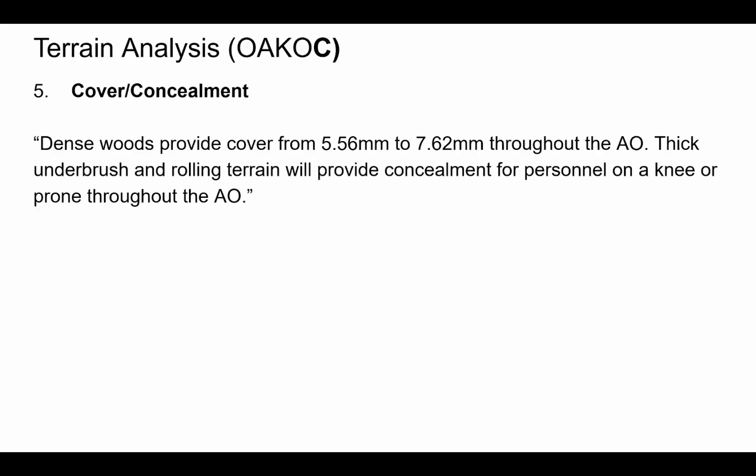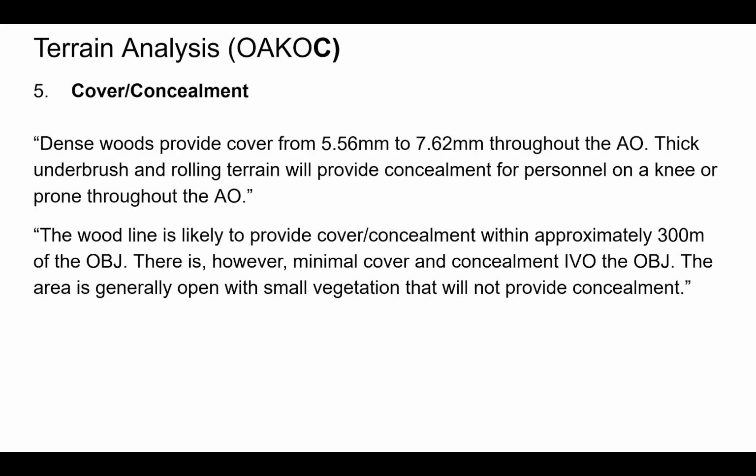You just go through that acronym, you touch on all that's going to be utilized, keep it focused inside the AO. Don't try to go on every single area throughout the map. Don't give yourself more work than you have to. And just describe those 5 things, and it's going to help. Additionally, wood lines are going to provide cover and concealment within approximately 300 meters of the objective, which means 300 meters out we're going to be pretty good, but any closer than that, we're going to start going into the open. There's minimal cover and concealment in the vicinity of the objective. The area is generally open, so this is just when you describe the cover and concealment on the objective.